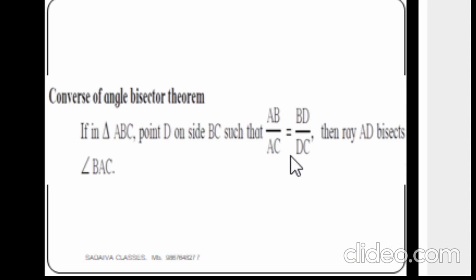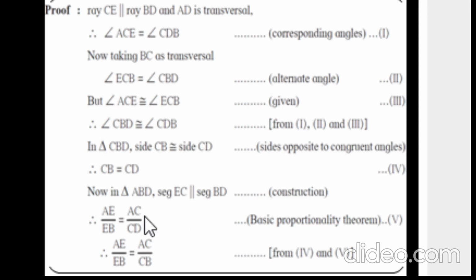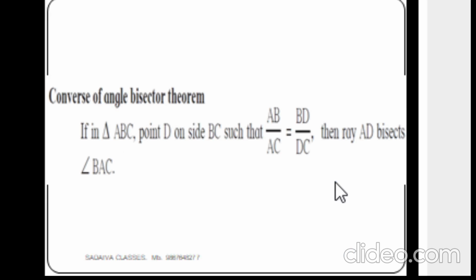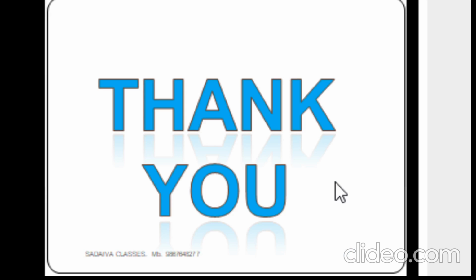So what is the converse of the angle bisector theorem? If AE upon AB is equal to AC upon CB is given, then ray CE is the angle bisector of angle ACB. This is the converse of this theorem. Thank you for watching this video. I hope you are studying well in this lockdown period. This theorem you have to practice in the same way as given in your textbook or shown in this video. Thank you.